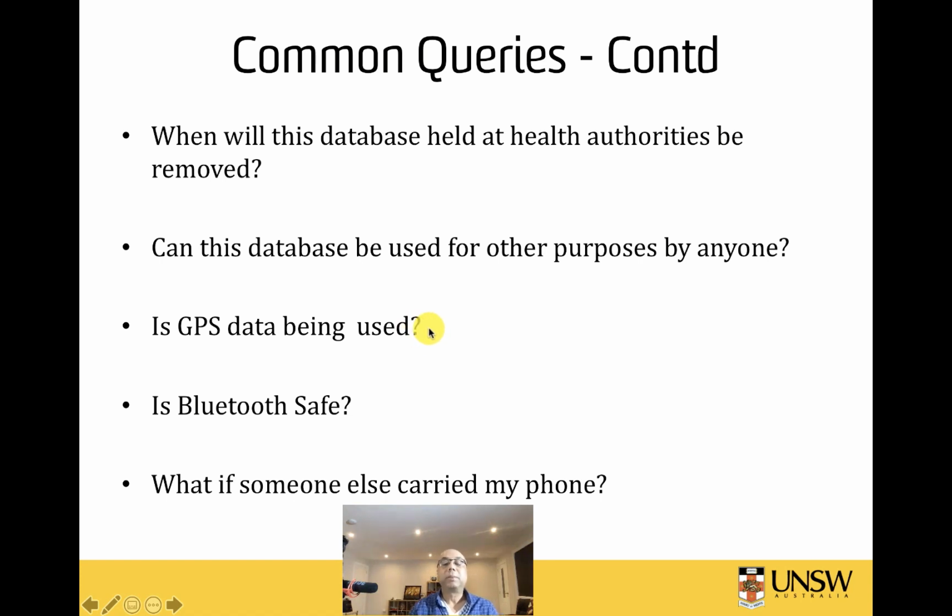Is GPS data being used? The answer is no. In the Australian app or in the Singapore app, GPS data is not used. In other countries, maybe yes. For example, in India, I'm aware that they're using GPS. Is Bluetooth safe? Some older versions of Bluetooth had some security vulnerabilities. The newer versions are much safer, and I believe these apps are supporting only the newer versions. So I think it's as safe as any information communication system can be. I'll probably conclude about that at the end of my talk.